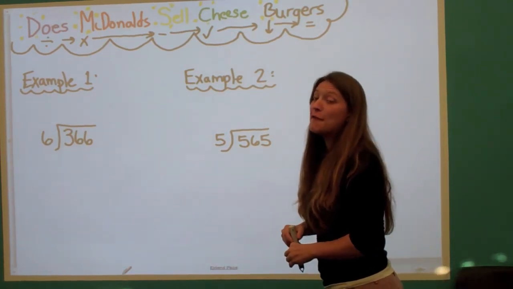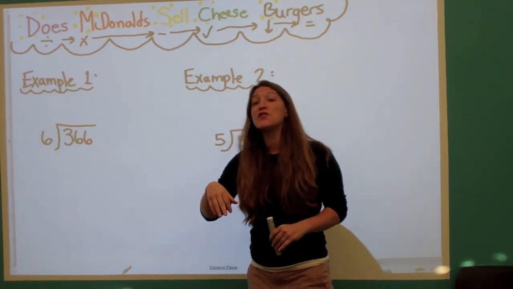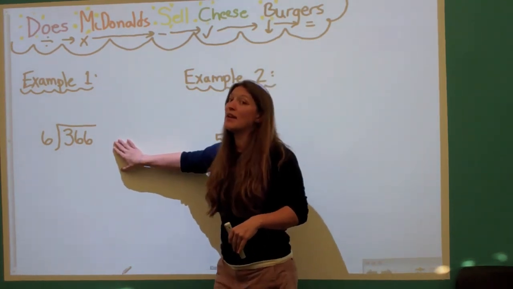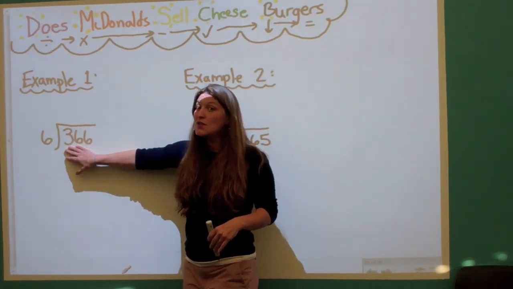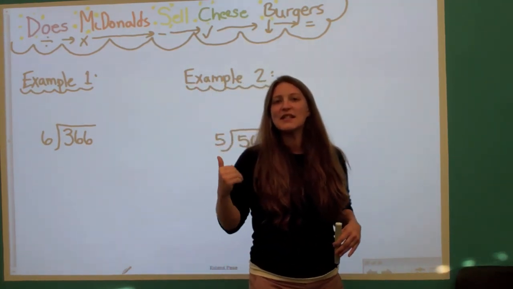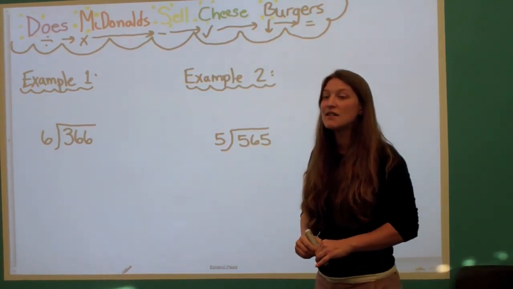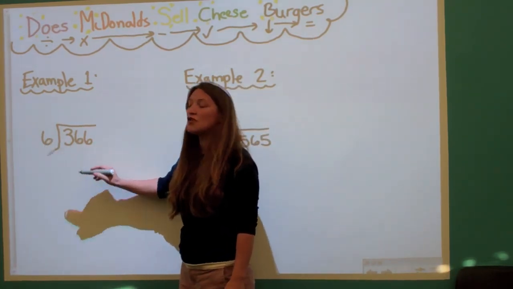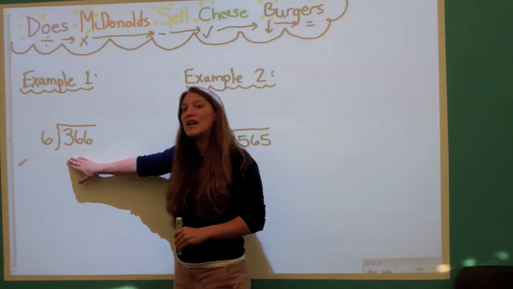Let's take a look at the first example. Now, remember I said that as fourth graders, we're going to look at much larger problems. So if we're looking at the number inside the house now, this number is a lot larger than we're used to. So the dividend is 366. And we have to see how many times the divisor goes into 366. So we ask ourselves, how many times does 6 go into 366? How many times does my divisor go into my dividend?